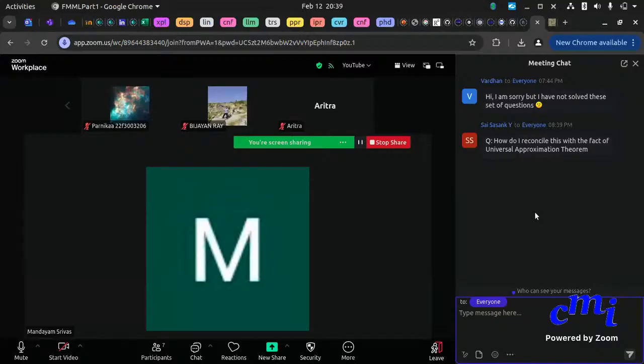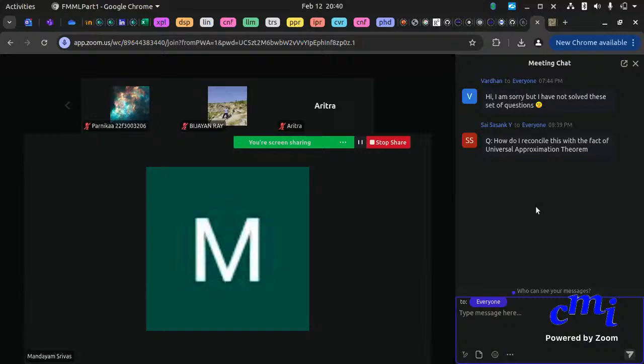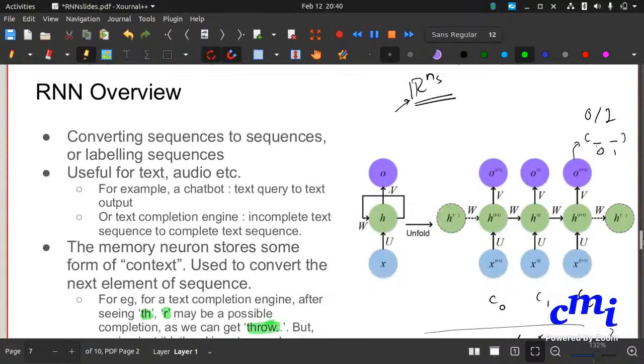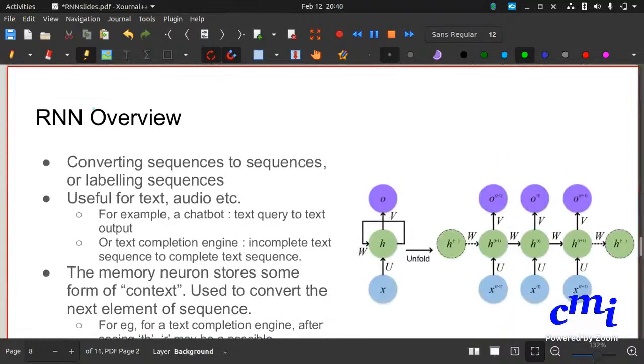Yeah, so how do I reconcile this with the universal approximation theorem? What does the universal approximation theorem tell us? This is a very good question. I'm going to give the precise statement of this theorem.